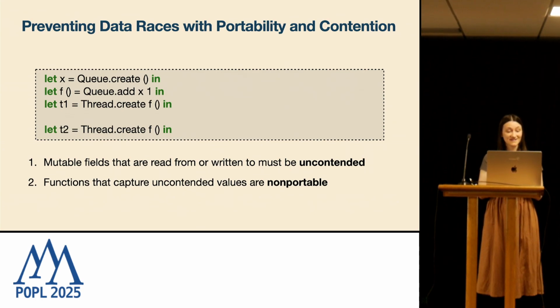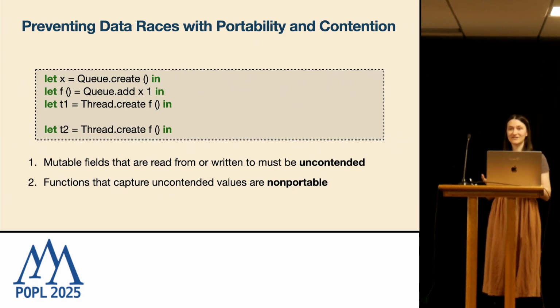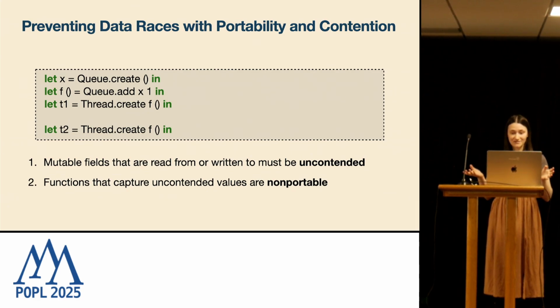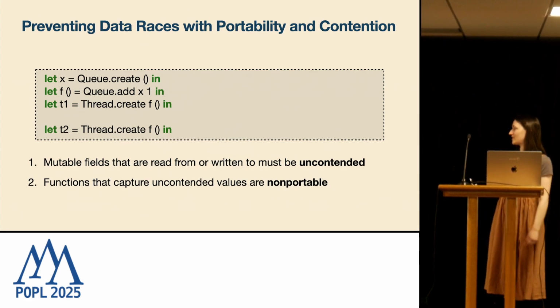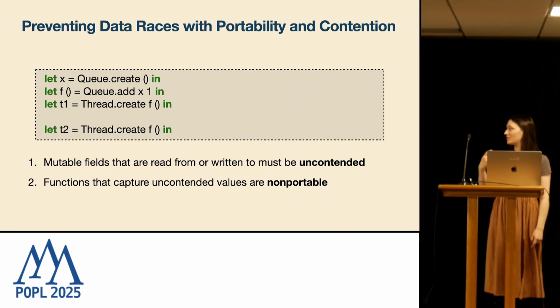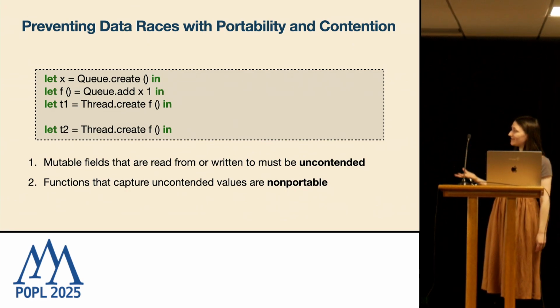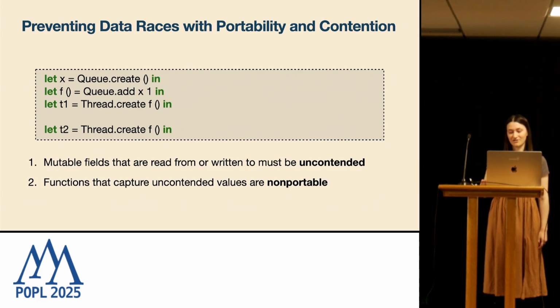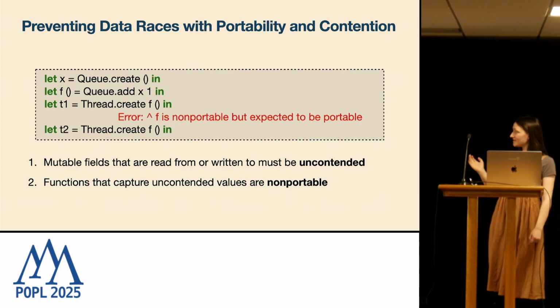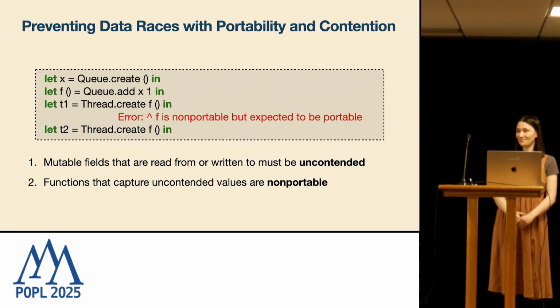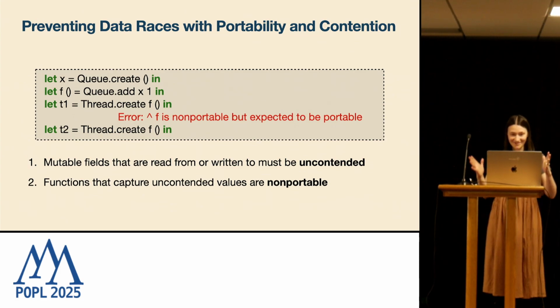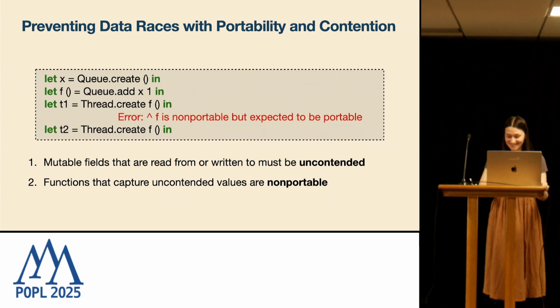Okay, so if we walk through this example, F is a function that captures X and mutates it. So X must be uncontended, the first rule. Thus, F is non-portable. But if we remember the rule for portability, if something is non-portable, you cannot share it across threads. So the error we get is that F is non-portable, but it's expected to be portable. All right, great. We have prevented data races.